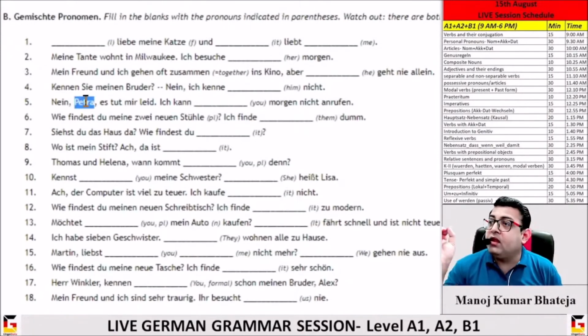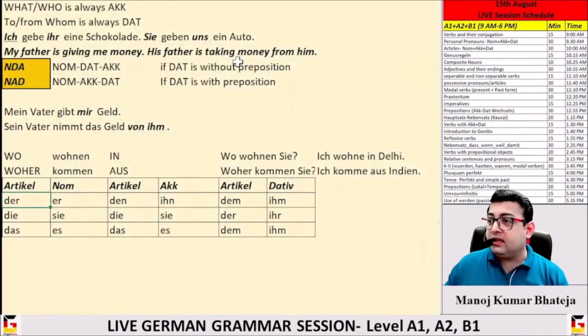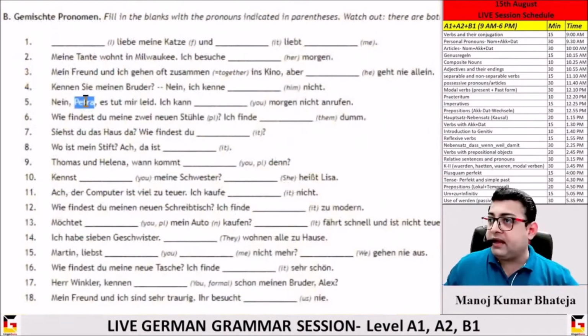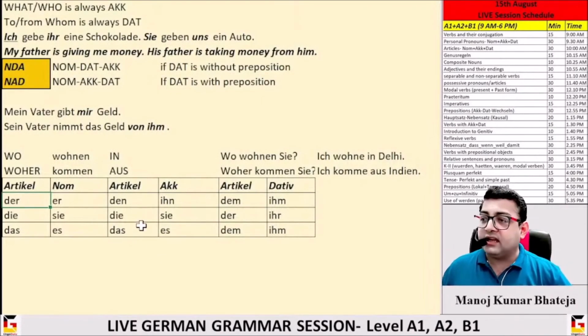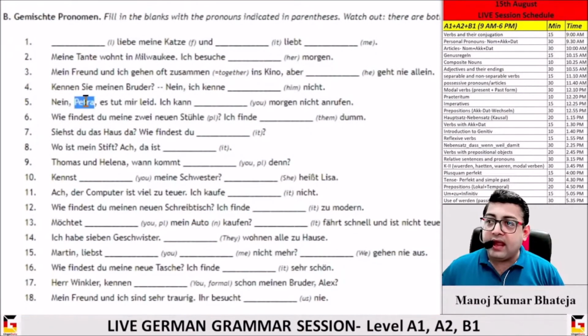"Ich kann dich." "Wie findest du meine zwei neuen Stühle?" "Ich finde sie dumm." Very simple: them, sie. "Siehst du das Haus da? Wie findest du es?" Now this "it" again, who are we referring to? Das Haus. If we go back to our rules, we are using das. Now here, ich finde: ich is nominative, finden is an accusative verb. So "it" becomes accusative. Accusative "it". What does das become? It is "es". Very simple. "Wie findest du es?"